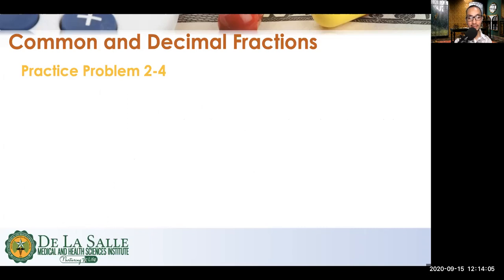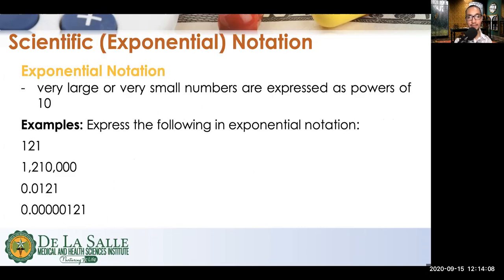Tapos, next is another topic that I'll just introduce, exponential notation. Basically, exponential notation is used when you have a very, very small number or a very, very large number. You are in a science program, so you are supposed to learn how to use scientific notation. Remember that in scientific notation, the base number should only have a value between 1 to 9, or 1 to 9.99.